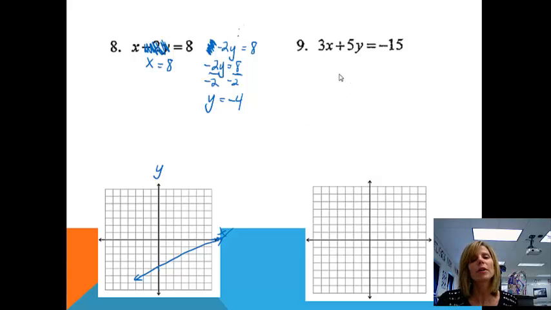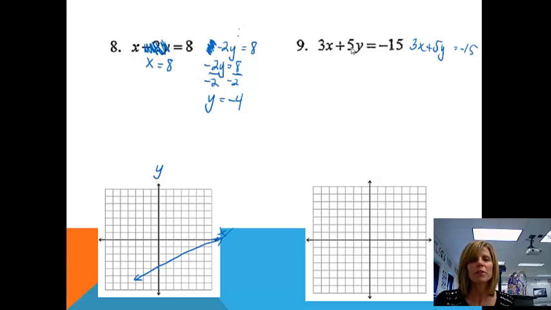All right, on question number 9, I'm going to let you pause the video and try it on your own and then come back and see if you got the right answer. All right, hopefully you're back and you're ready to find out if you did it right. Once again, 3x plus 5y equals negative 15 is not in y equals form, so I'm going to write this equation again.